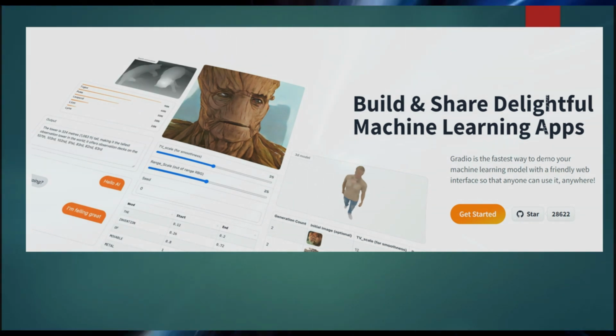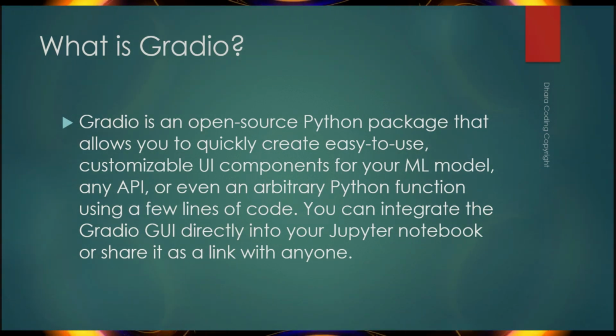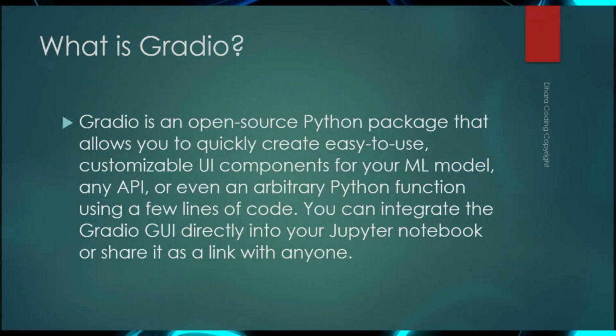So Gradio provides very beautiful features. You just write a few lines of code in Python, and it will give an interface which you can use for your machine learning model, or it will give you an API as well, so that you can use it for your machine learning model in your Android app or your web development app.